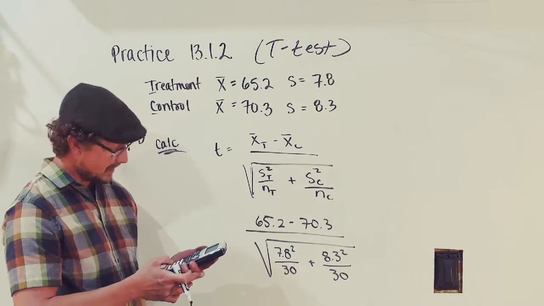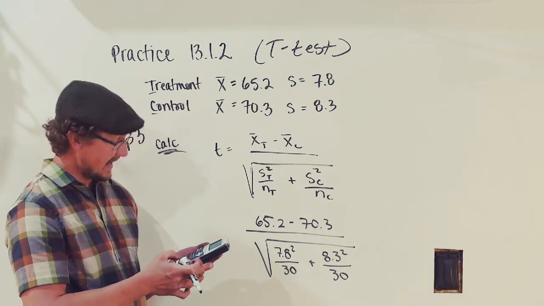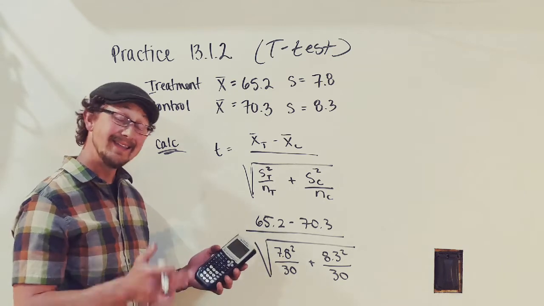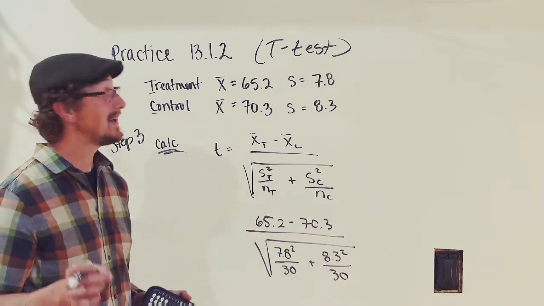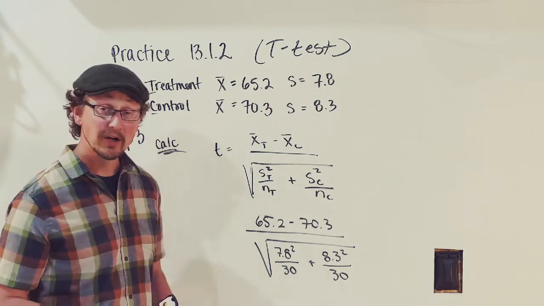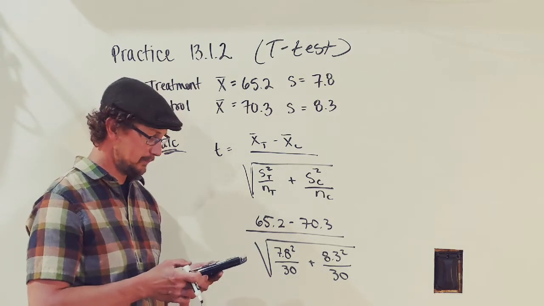I'm going to drop in my 70.3 and my 8.3 with my sample size of 30. Now, in this practice problem and the last one, the sample sizes have been the same. It's not essential that your sample sizes are the same for a 2-sample test. Good if they are, unnecessary, however.